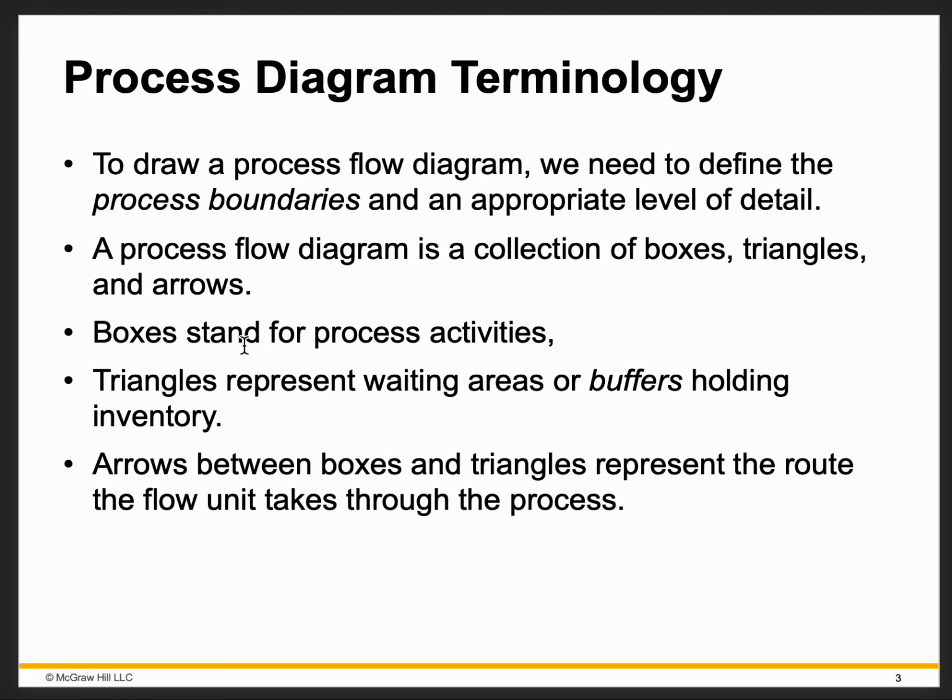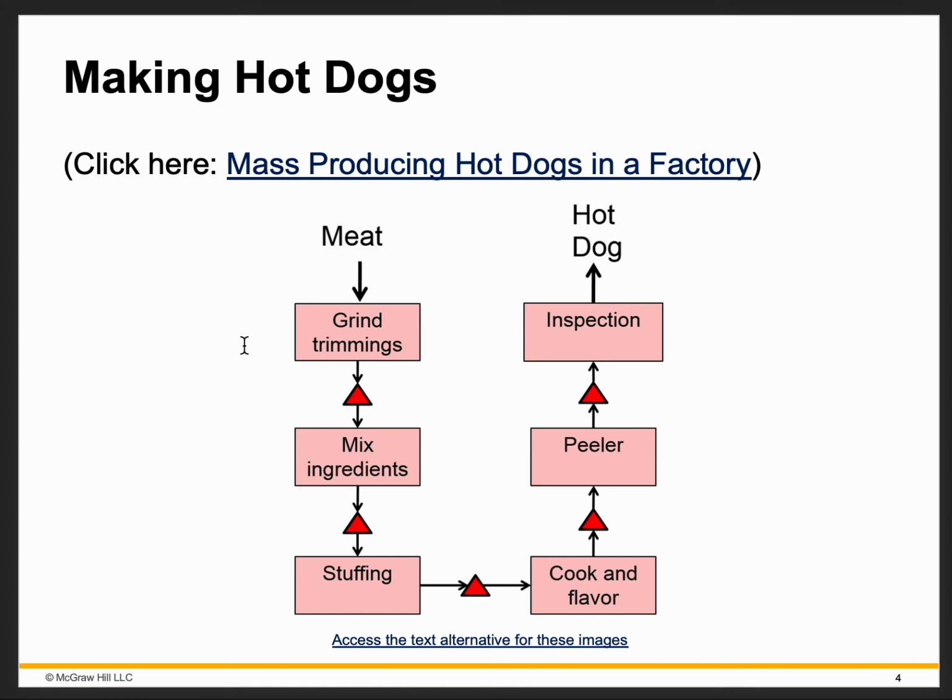So here is an example of a hot dog making process. You have all sorts of meat that goes in. There is a process that grinds all the trimmings, and then you put them in a buffer, an inventory location. So this is not a conveyor belt that goes directly from grinding trimmings to mixing ingredients. You finish grinding trimmings and somebody carries them, or a machine carries them, let's say in a wheelbarrow, to a place where the ingredients actually get mixed. Then all the different ingredients get mixed.